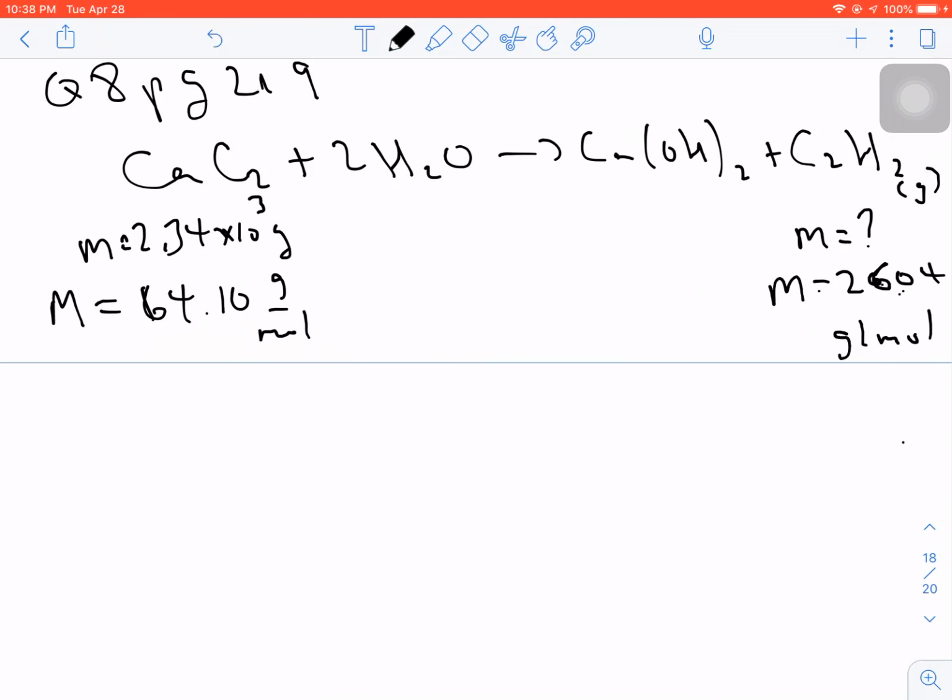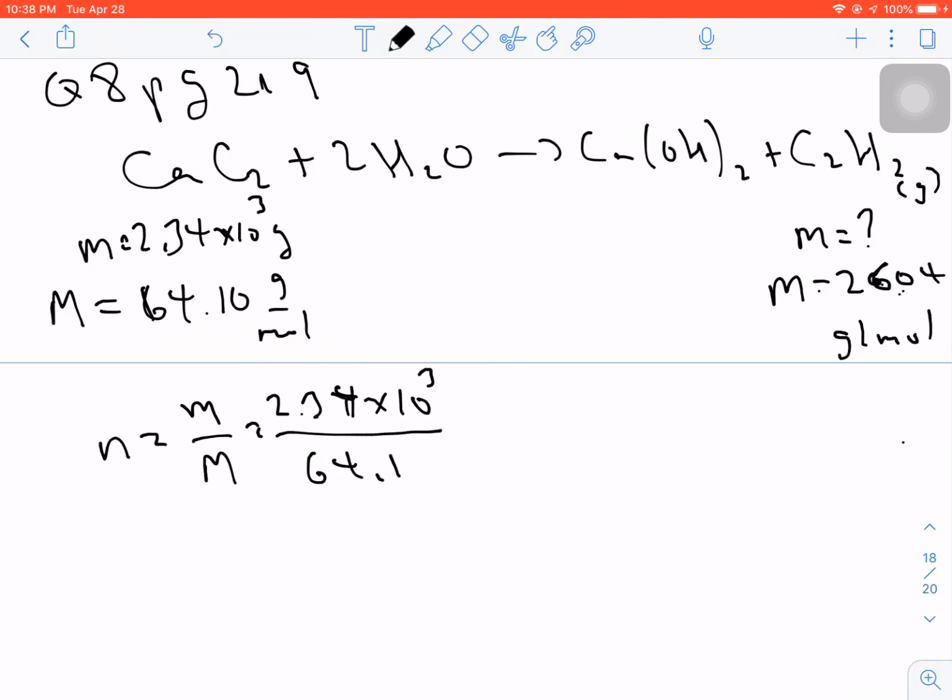So, first step, calculate the number of moles of what I know on this side, because I know the mass and I know the molar mass. I can calculate the number of moles. I've got 2.34 times 10 to the power of 3 grams divided by my molar mass of 64.10 grams per mole. Mass divided by molar mass, and I'm going to get a number of moles, which is 36.5 moles.